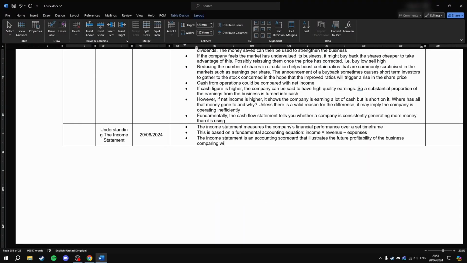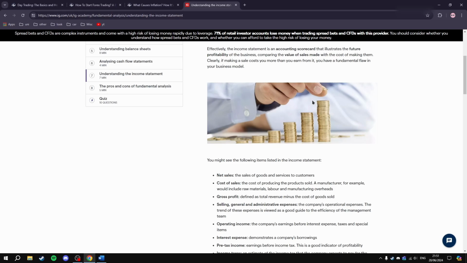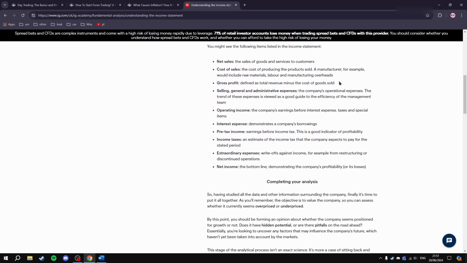Comparing the value of sales made with the cost of making them. Clearly, if making a sale costs you more than you earn from it, you have a fundamental flaw in your business model. You might see the following items listed in the income statement.